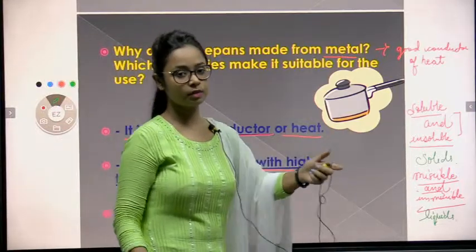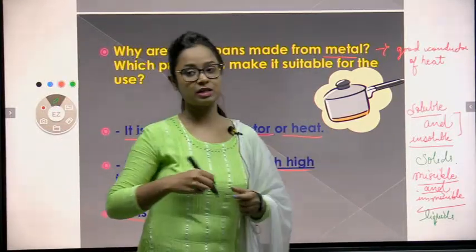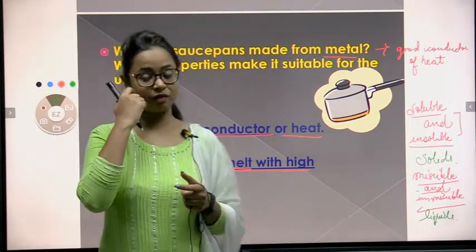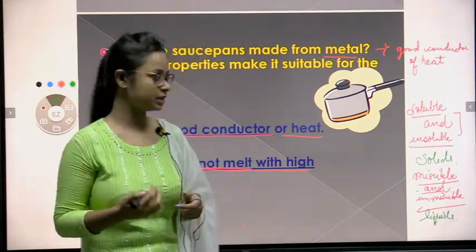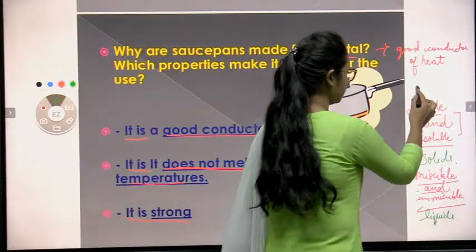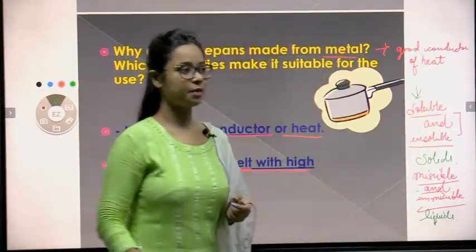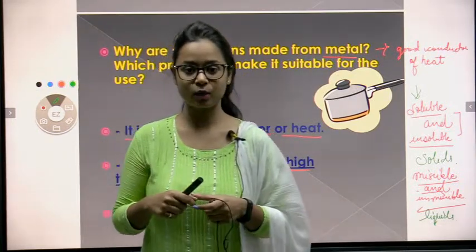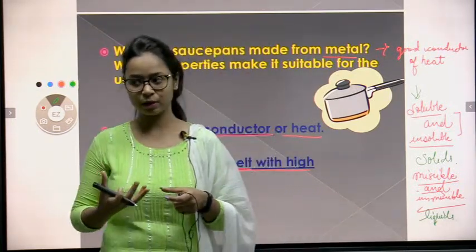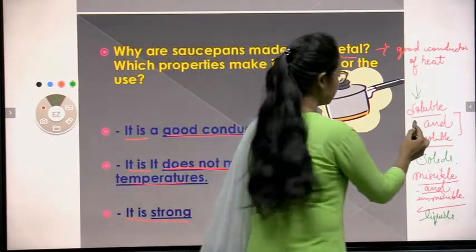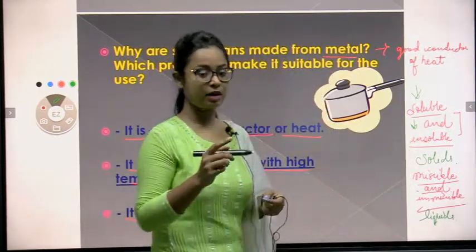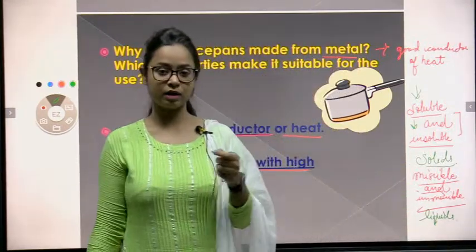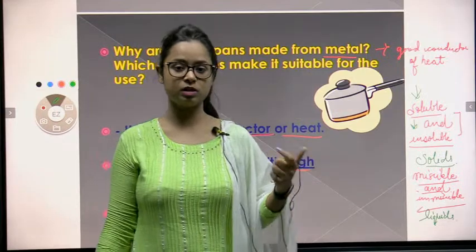Now, soluble and insoluble means the things, the solid things, which we can easily mix in water. For example, if we have salt, you can easily mix it in water. So that property is called soluble. For example, if I give you a spoon of sand, when you mix it in water, it will settle down at the bottom. So that is an insoluble material. But remember, only for solids can we use the terms soluble and insoluble.